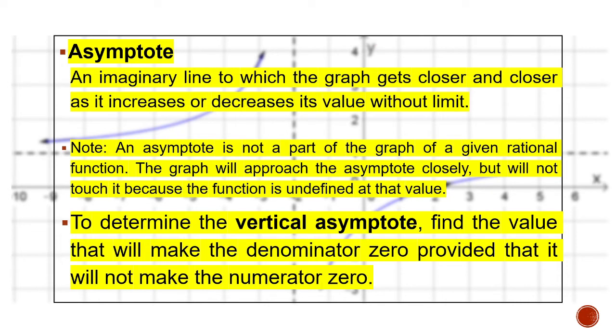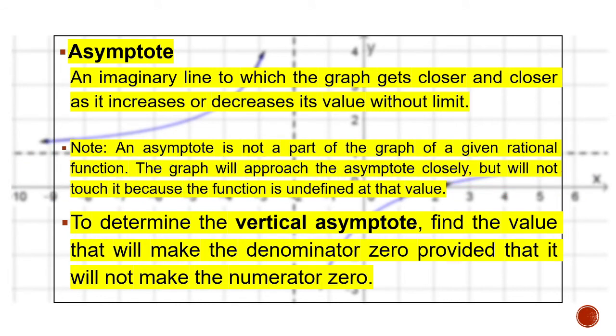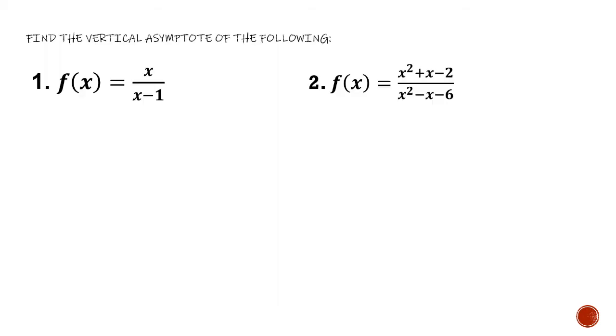Importante yung asymptote kasi parang guide to. These are guidelines, line guides, whatever, na parang magsuserve as a boundary na magsasabi na you should not cross me or you should not touch me. So, ganun ang asymptote. So, uunahin natin yung vertical asymptote. So, paano nga ba kunin ang vertical asymptote?